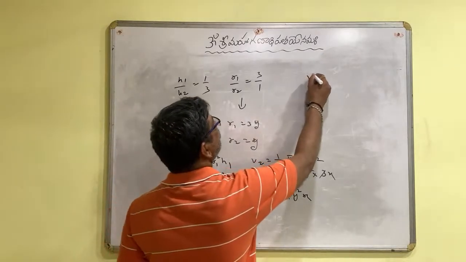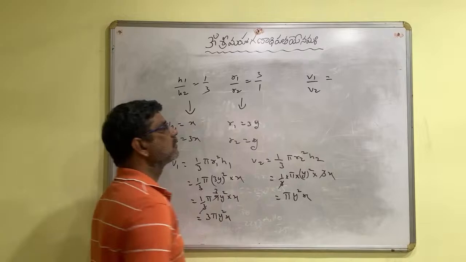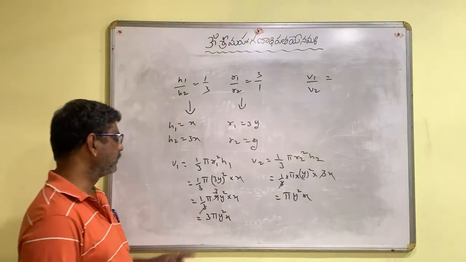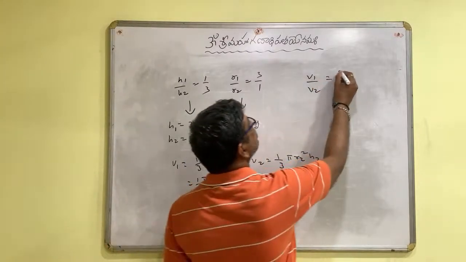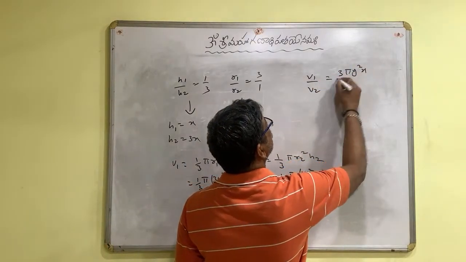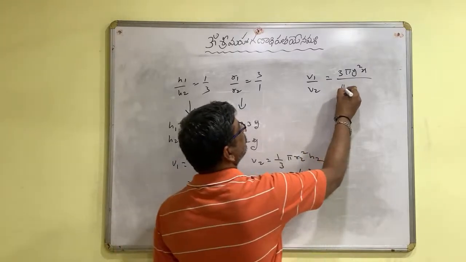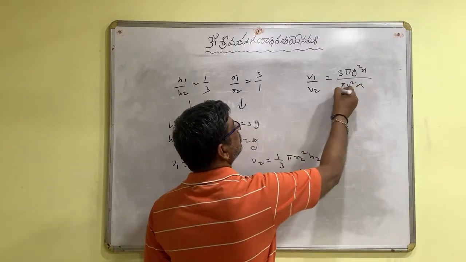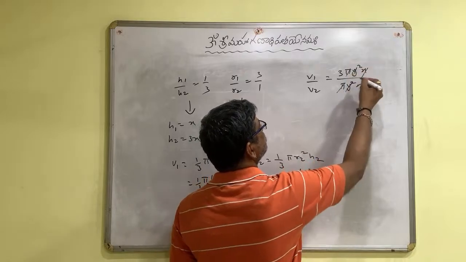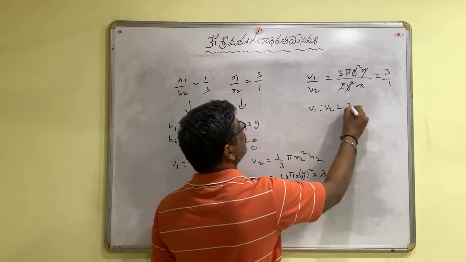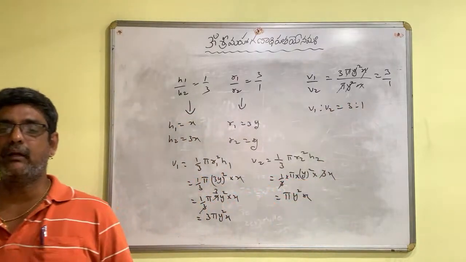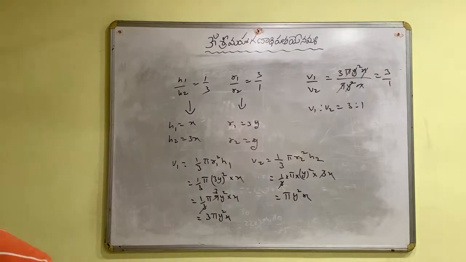Now V1 by V2. V1 is 3 pi y square x by V2 pi y square x. Pi cancels, y square cancels, x cancels. 3/1. So volumes ratio is 3:1. Understand, children?